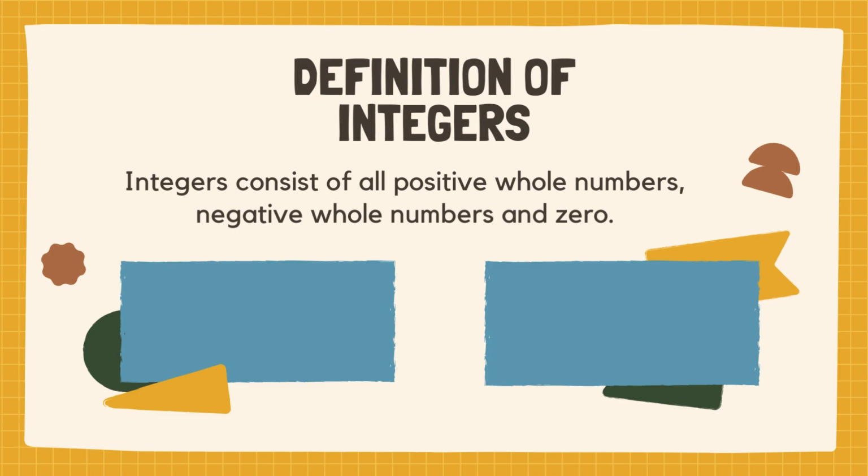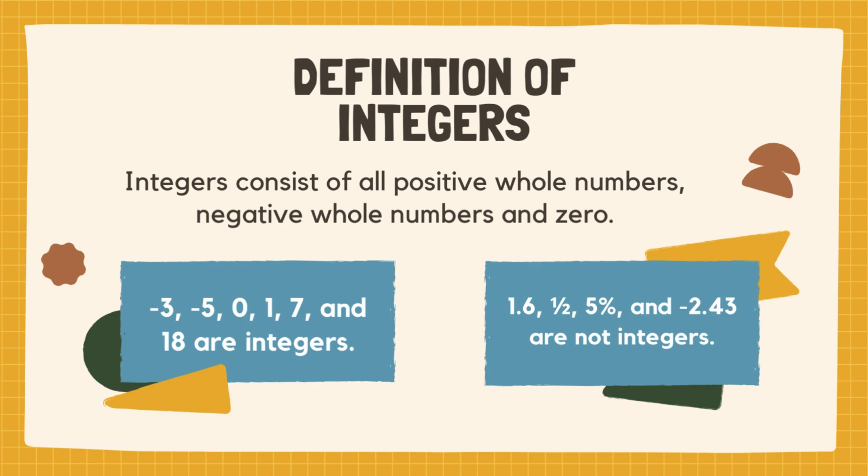Integers consist of all positive whole numbers, negative whole numbers, and 0. Here in this example, you can see minus 3, minus 5, 0, 1, 7, and 18 are integers, while 1.6, half, 5%, and minus 2.43 are not integers.